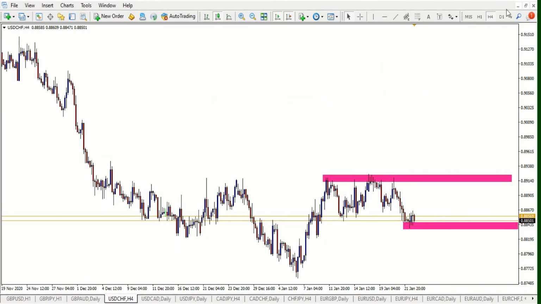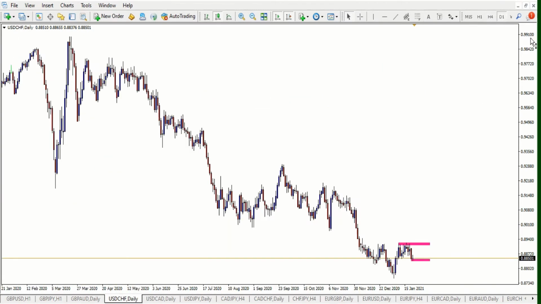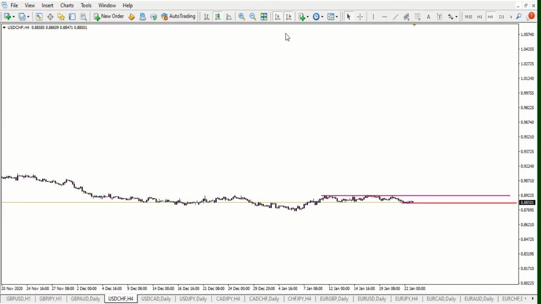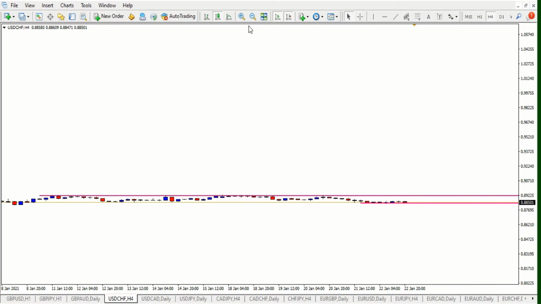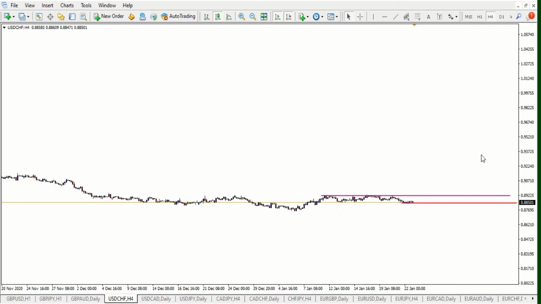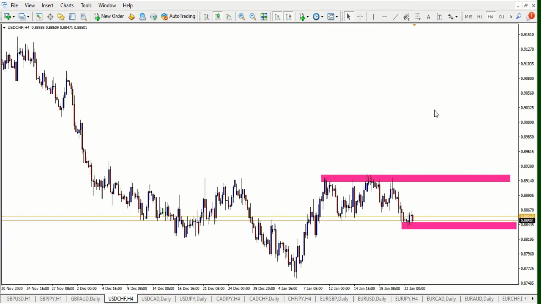So we can see from the daily that we have been in a downtrend, right? Lower lows and lower highs. That's our downtrend. Okay, so our best setups should be sell setups. So what we're looking for is one of two things.